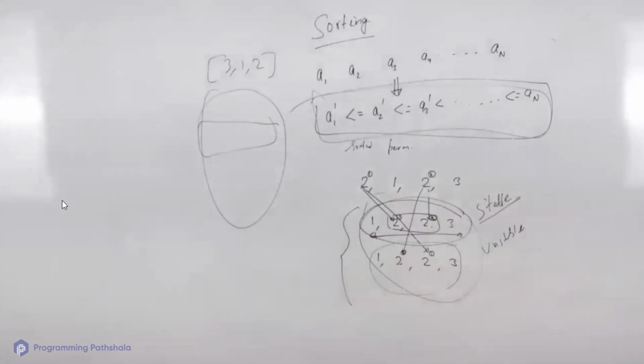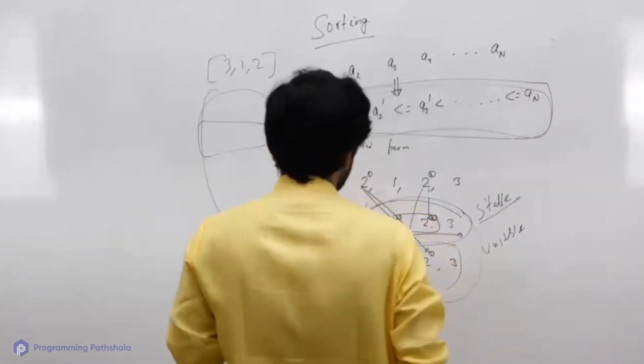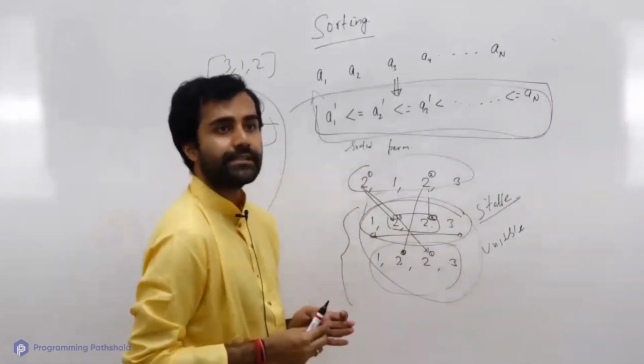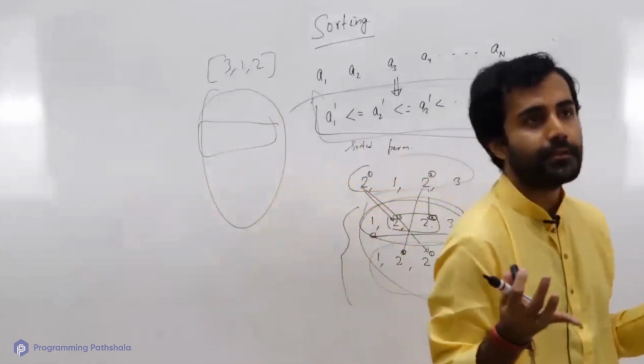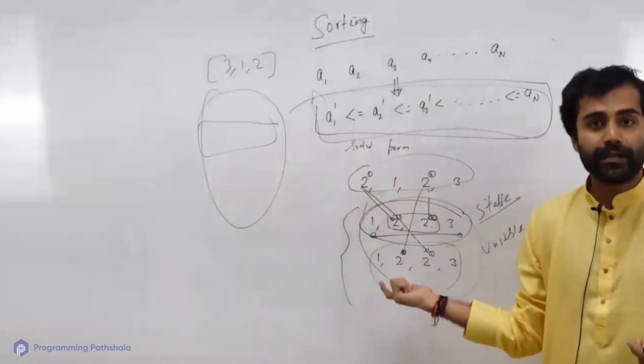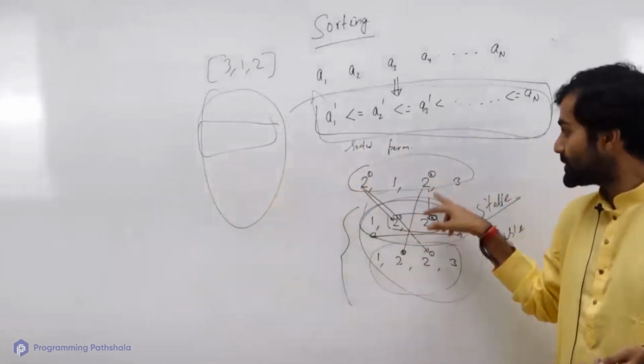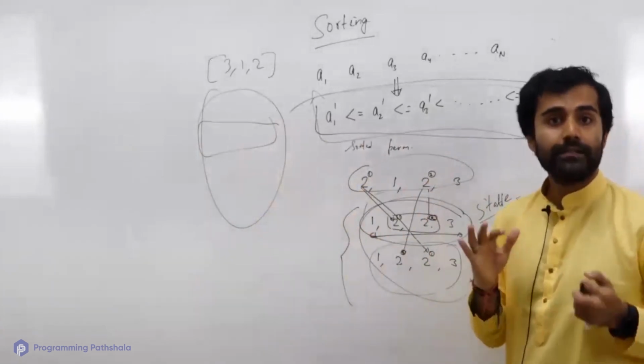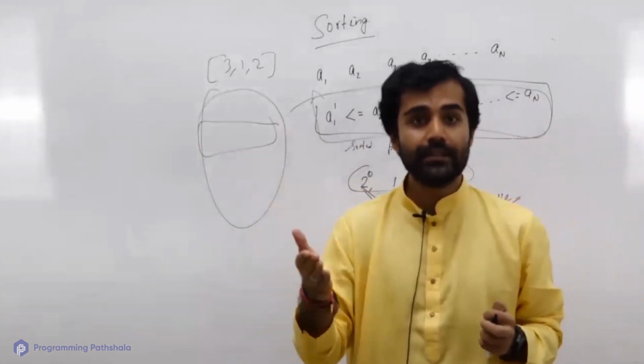Now there should be a good question going inside your head: why is it important? How many of you feel that way? How many of you wonder why we are even talking about stability? Does it have any use? That's a good question. Let's talk about it. See, if you have data which only contains integers, then you will not be able to figure out why we need stability at all. Like, who cares whether the first 2 comes first or the second 2 comes later? But in the real world, the data that you have is not just an integer, it's an object.